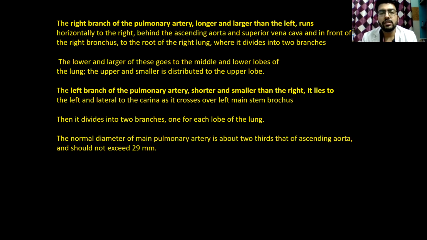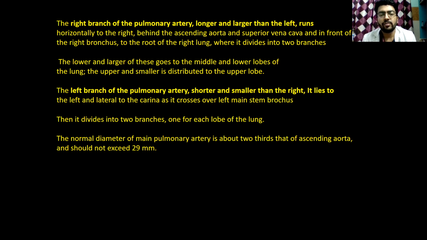The lower and the larger of these goes to the middle and lower lobes of the lung. The upper and the smaller is distributed to the upper lobe. The left branch of the pulmonary artery is shorter and smaller than the right. It lies to the left and lateral to the carina as it crosses over the left main stem bronchus. Then it divides into two branches, one for each lobe of the lung.